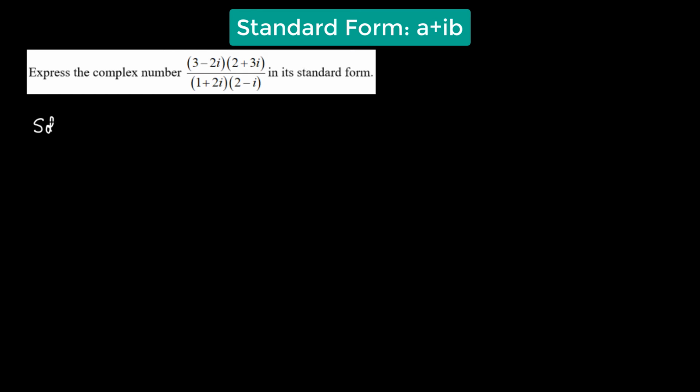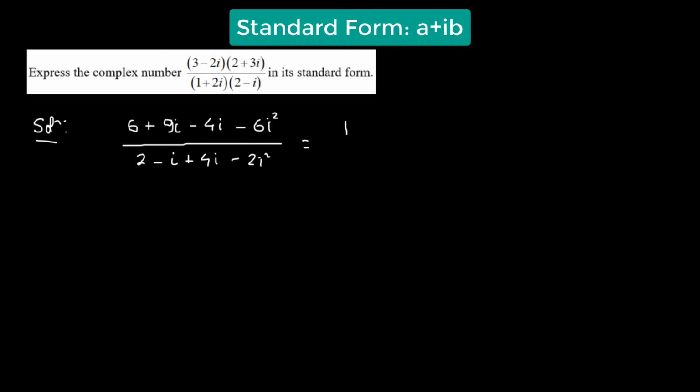Let us first begin by finding the product of both the numerator and the denominator separately. So we have 3 times 2 is 6 plus 3 times 3i will give us 9i minus 2i times 2 will be 4i minus 6i squared. That's what we get in the numerator, divided by the denominator, which will be 1 times 2 minus i is simply 2 minus i, plus 2i times 2 is 4i minus 2i times i is 2i squared.